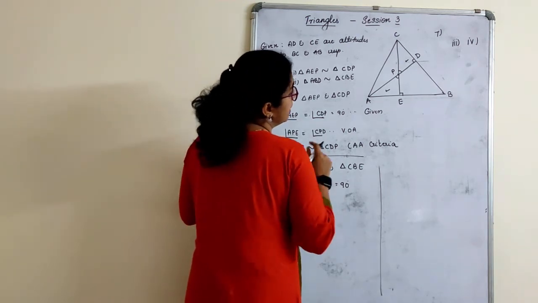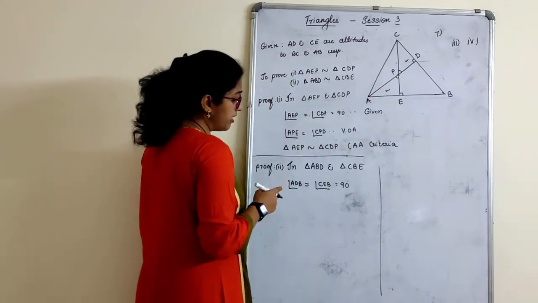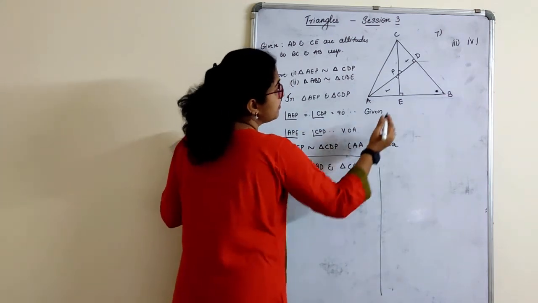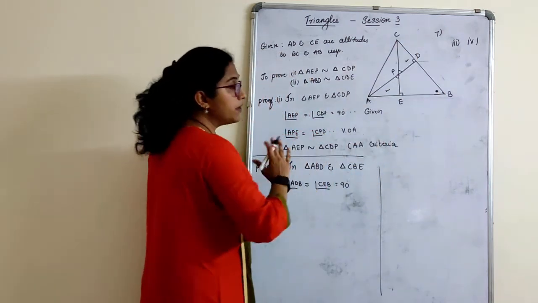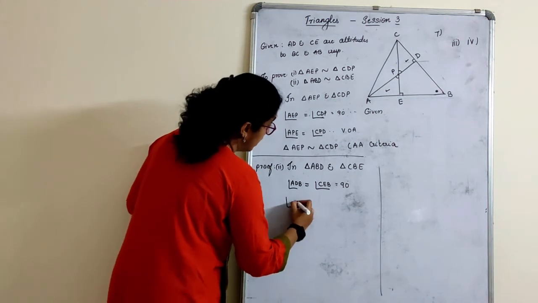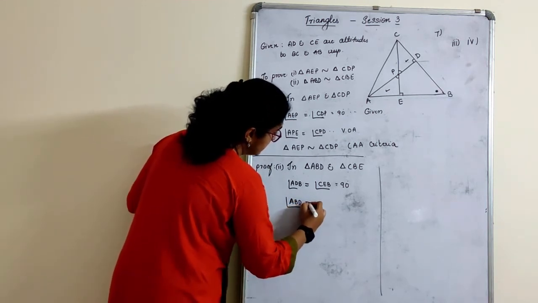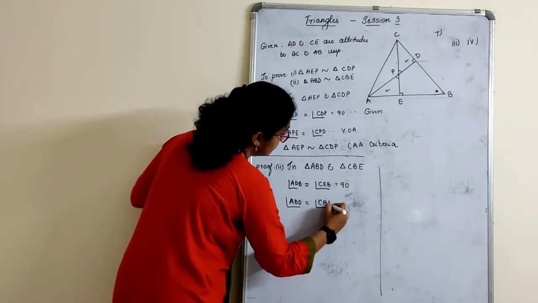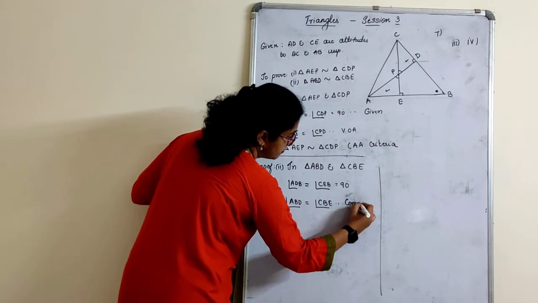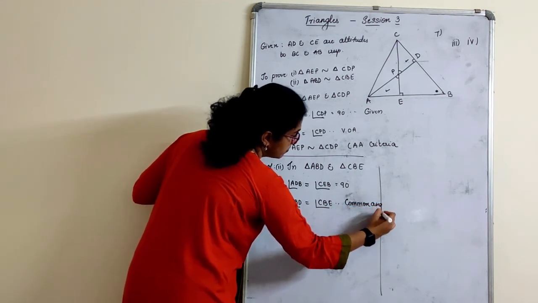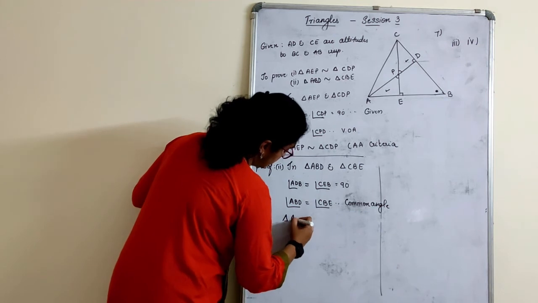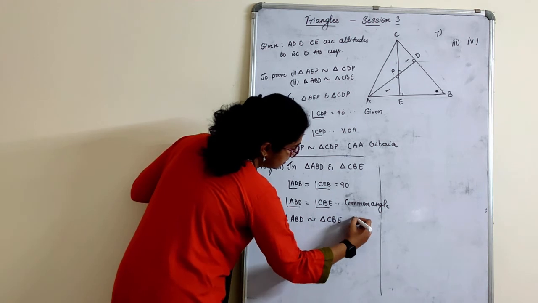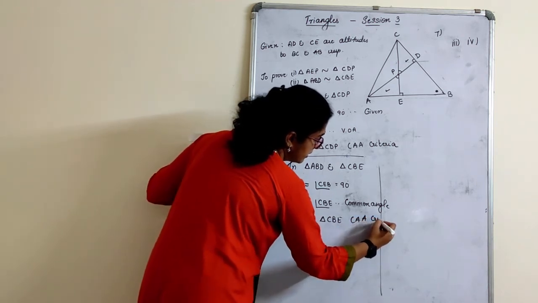Next, search for one common angle. In ABD, look at this B angle here, and CEB, this B is common for both the triangles. Angle ABD is equal to angle CBE. Common angle. Triangle ABD is similar to triangle CBE by AA criteria.